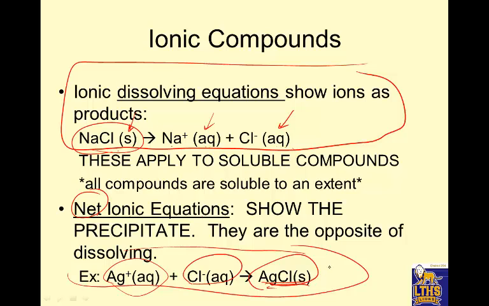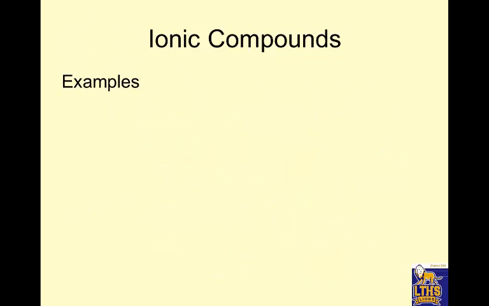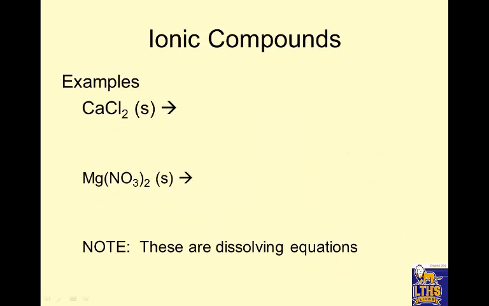Your take-home pay is your net. Your precipitate is your net. A net ionic equation shows only the ions that make the precipitate, okay? The dissolving equation shows it dissolving and breaking into aqueous ions. Net ionic shows what you bring home, which is the solid. Okay, so you could practice too, all right?